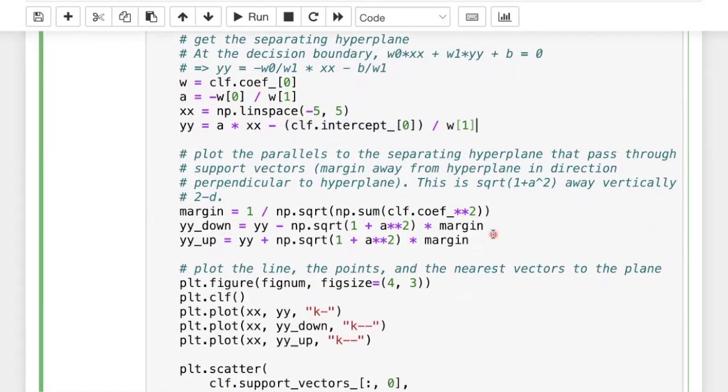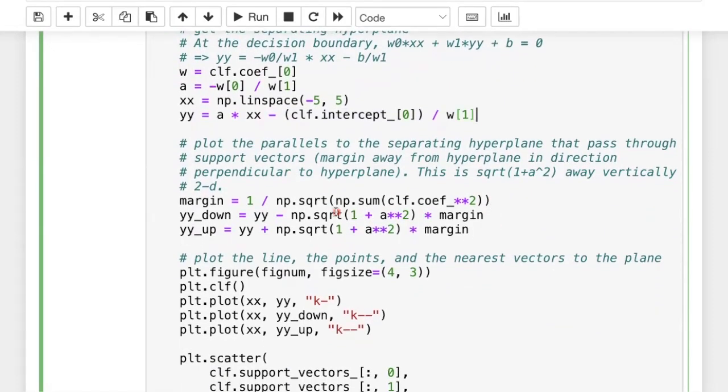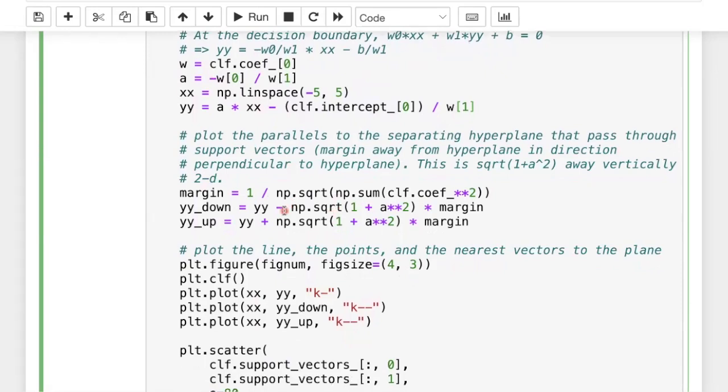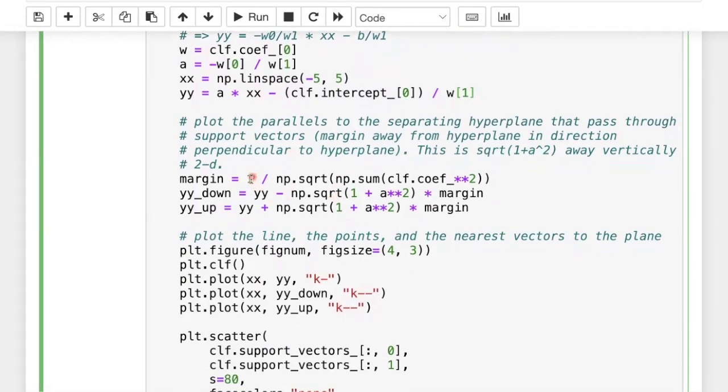And now we need to find the margin that we have here. You can see that the margin is technically 1 over the norm of W. And in order to find the norm of W, you can square each element and add them together, so that's the norm squared, and then we have to take the square root. And then we go plus margin and minus margin to find that street that we talked about.